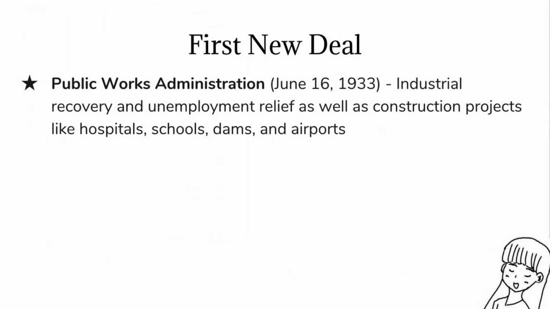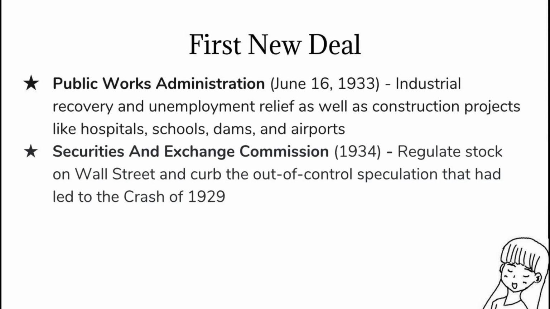There's the Public Works Administration, the Industrial Recovery and Unemployment Relief, as well as construction projects like hospitals, schools, dams, and airports. And finally, there's the Securities and Exchange Commission, which regulated stock on Wall Street and curbed the out-of-control speculation that had led to the crash in 1929.